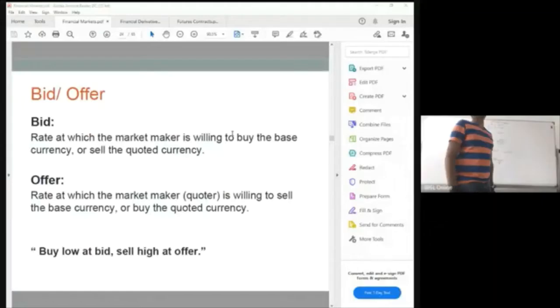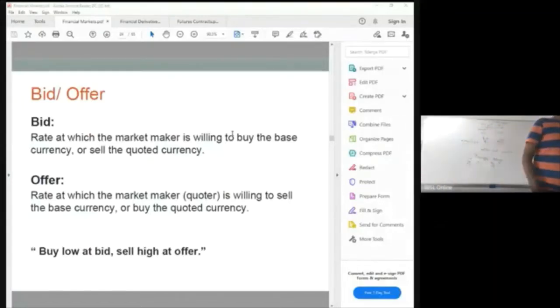Right. So bid is the rate at which the market maker is willing to buy the base currency or sell the quoted currency. Offer is the rate at which the market maker is willing to sell the base currency or buy the quoted currency.